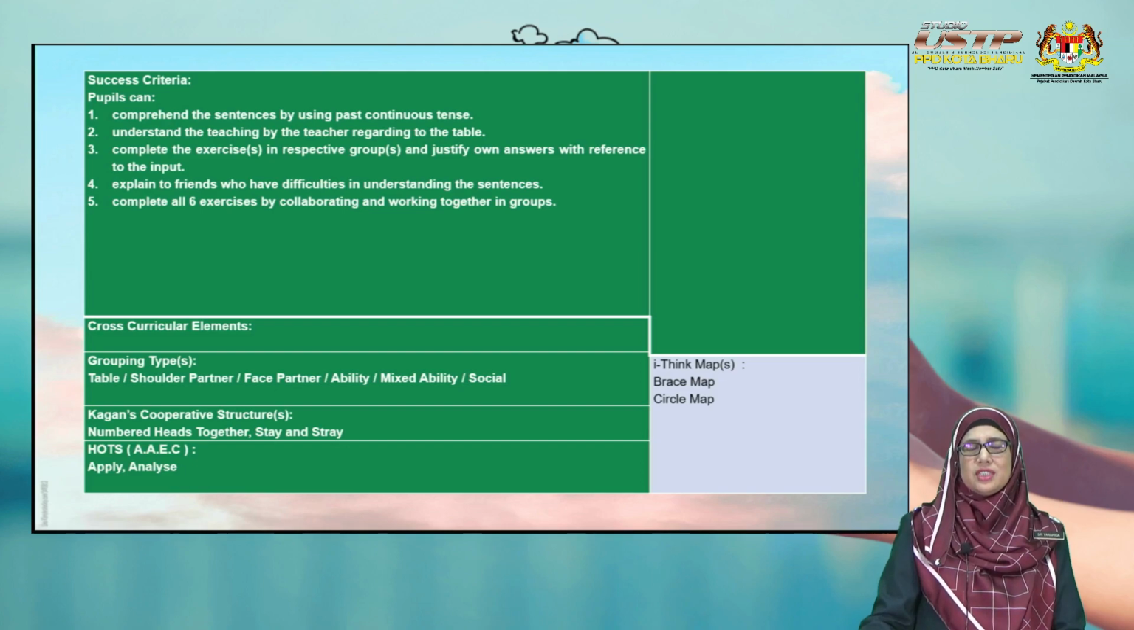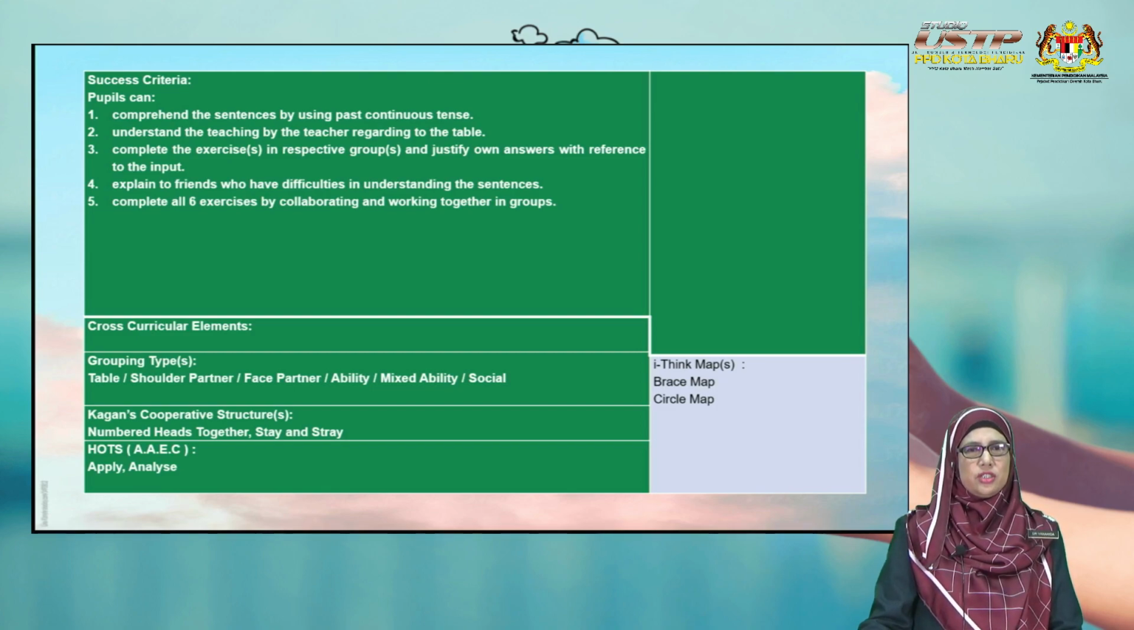Let us move on to the success criteria. Pupils can comprehend the sentences by using past continuous tense, understand the teaching by the teacher regarding the table, complete the exercises in respective groups, and justify own answers with reference to the input. Explain to friends who have difficulties in understanding the sentences. Complete all 6 exercises by collaborating and working together in groups.